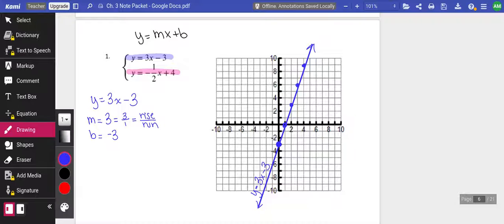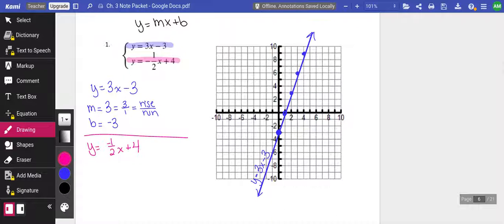Now I'm going to graph my pink line. y equals -1/2 x plus 4. So again, my slope is -1/2. That's my rise over run. And my b is +4. So I'm going to start at +4 on my y-axis, and I'm going to move down 1, right 2. So down 1, right 2.